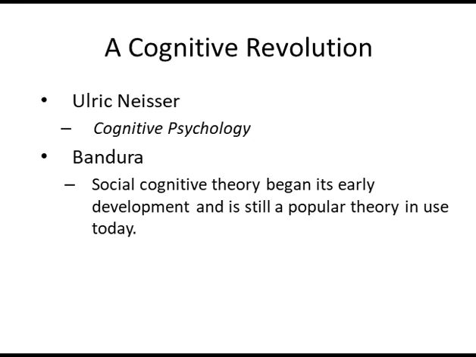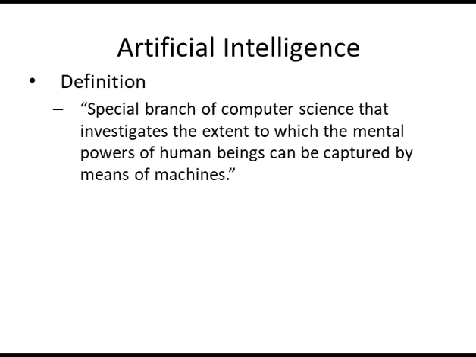So we saw the cognitive revolution. We saw Ulric Neisser developing this idea of cognitive psychology. We saw Bandura with his social cognitive theory begin its early development, and it is still a popular theory in use today. Now we talk about one other outgrowth of this. As we started to understand our cognition and our intelligence, we started to say, well, can we create this intelligence in other things? So the definition of artificial intelligence: a special branch of computer science that investigates the extent to which the mental powers of human beings can be captured by means of machines.